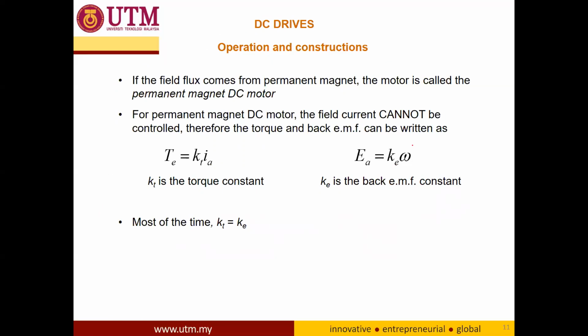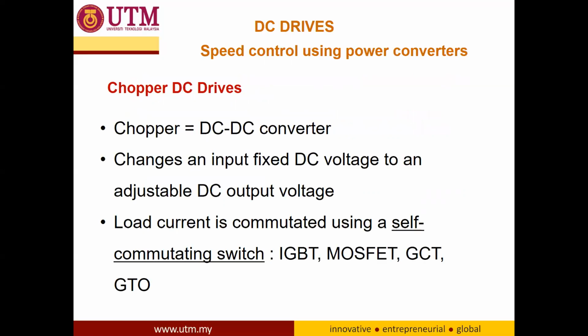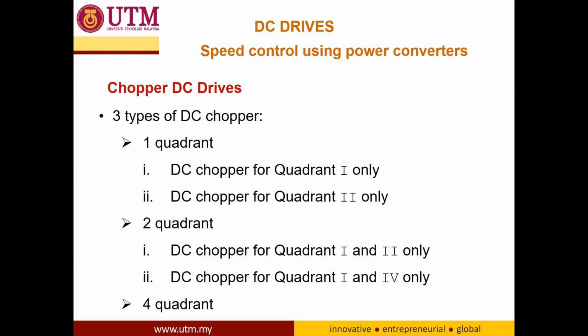And one more thing: what we call EA is actually the back EMF. This is a voltage produced due to the rotation of the DC motor itself. And most of the time, as you can see here, we have KT, KE, and so on. Most of the time, KT is equal to KE.